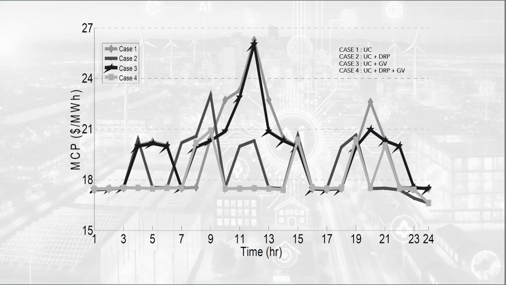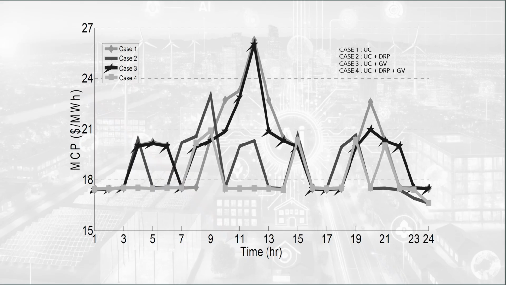The figure shows the difference in the market clearing price, MCP, between all the cases in the study horizon. MCP in the peak period is reduced after the implementation of DRPs and GVs. The reduction demonstrates the ability of DRP and GV to attenuate peaks. The results show that the smart grid has a significant influence on the UC problem, and if this influence is not considered, some difficulties in the optimal functioning of the system could arise.